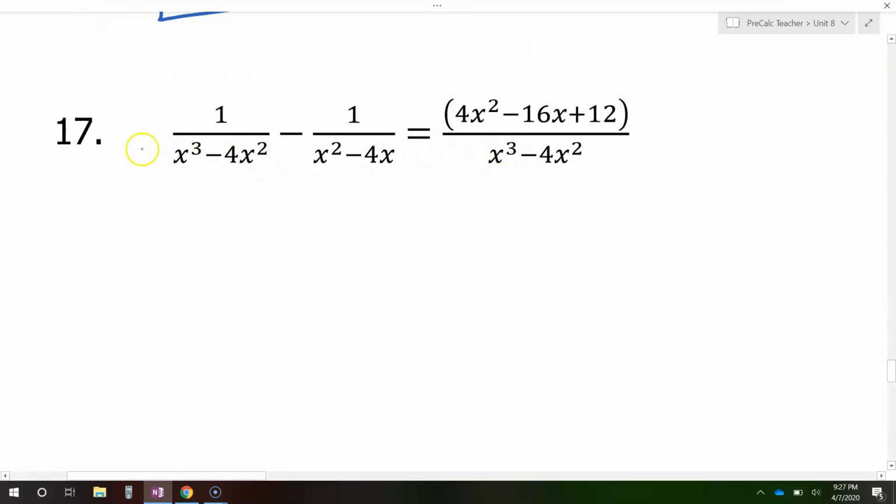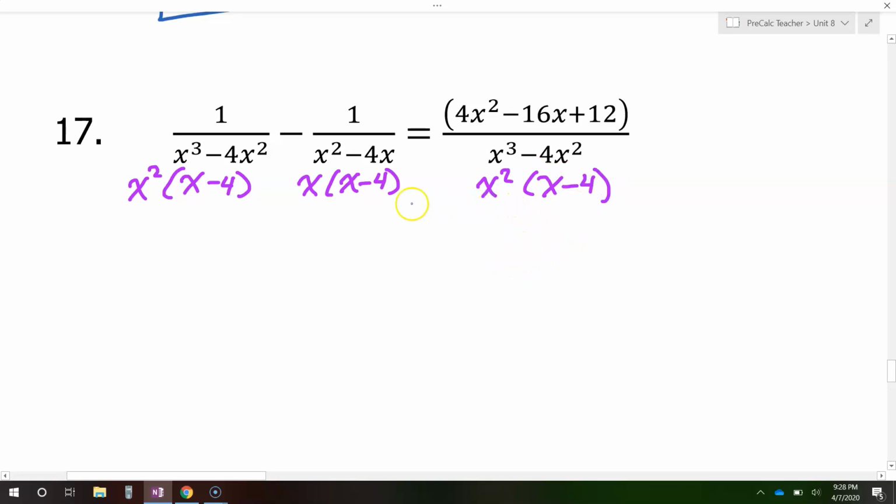Factoring. Okay, we need to factor all of these denominators. So I see a common factor here. The common factor is x squared. So if I take out the x squared, then I will have x squared, and that will leave x minus 4. Here the common factor is x. If I take that out, that will leave x minus 4. This is the same as the first one, so that's again going to be x squared and x minus 4.